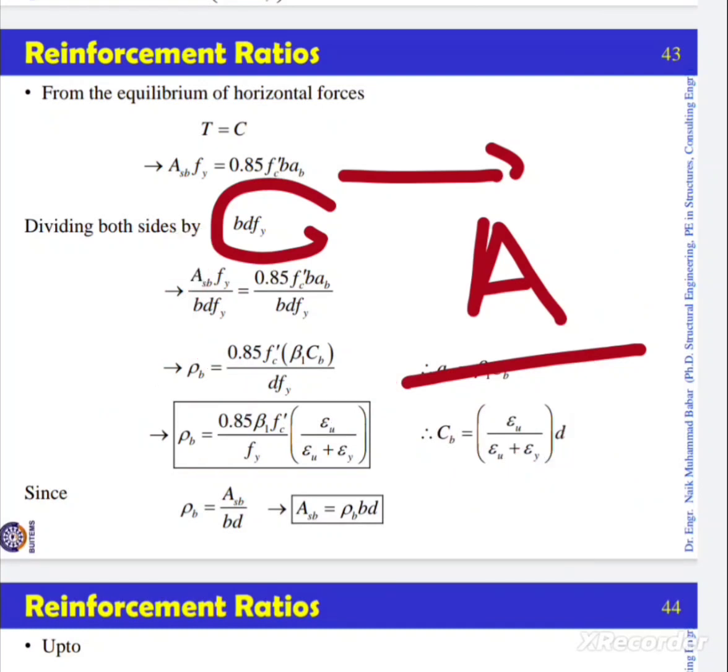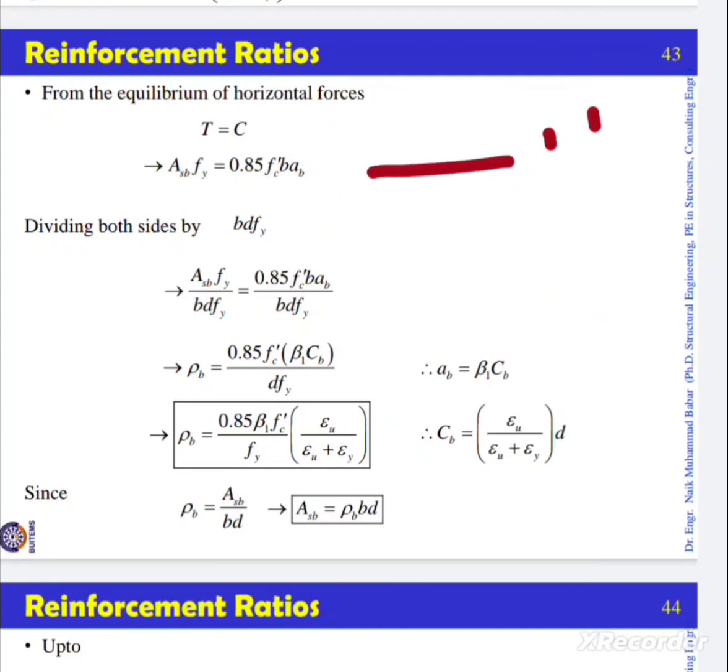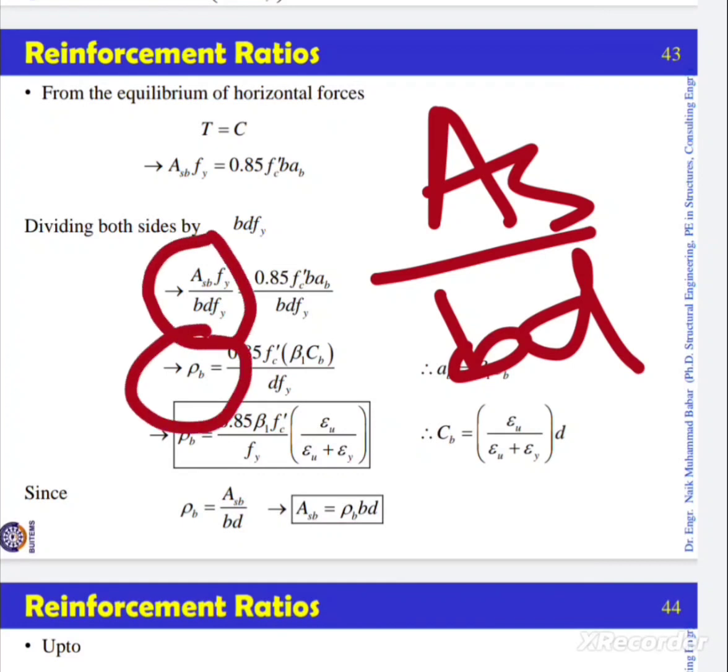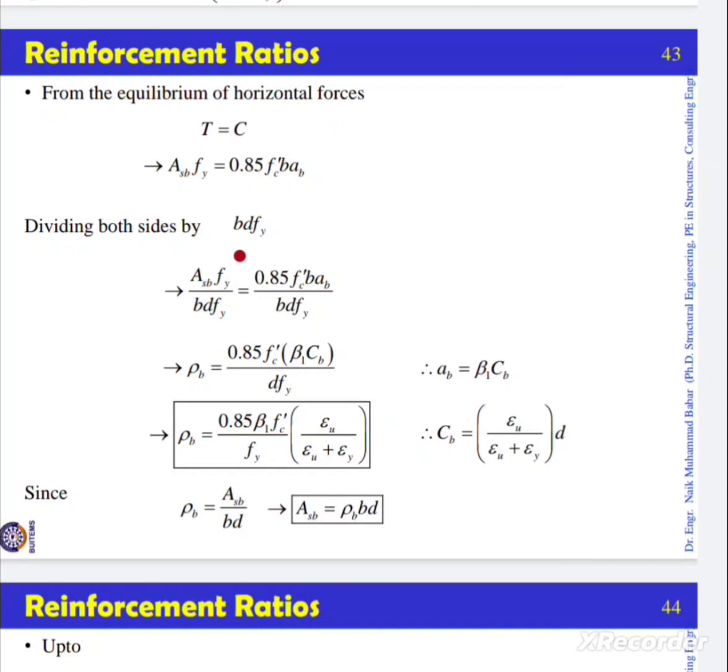So I want to find the reinforcement ratio. So the whole equation is divided by bdFy. So a few terms will be cancelled. What terms will be cancelled? Since As divided by bd will be equal to rho, in place of this I put this value rho b, meaning reinforcement ratio. So Fy will be cancelled. As divided by bd remains. So As divided by bd will be equal to this term, rho, reinforcement ratio.